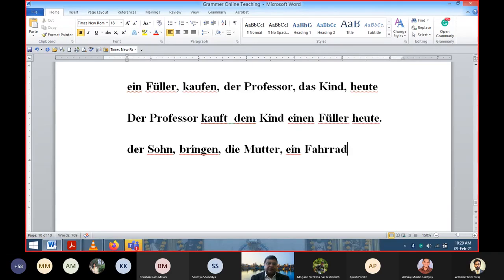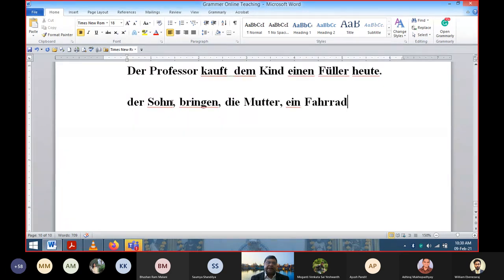Now you see, der Sohn bringen die Mutter ein Fahrrad. So what is the meaning? What is the meaning of Sohn? Son. Bringen means to bring. Die Mutter, the mother. Ein Fahrrad. What is the meaning of Fahrrad? Bicycle.